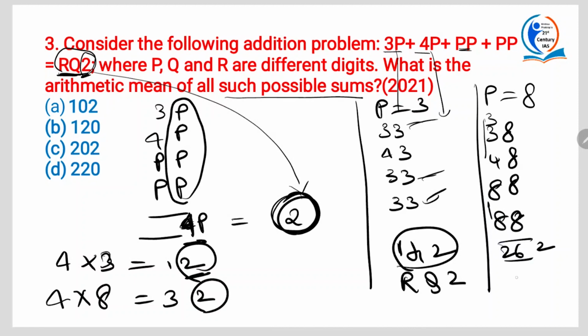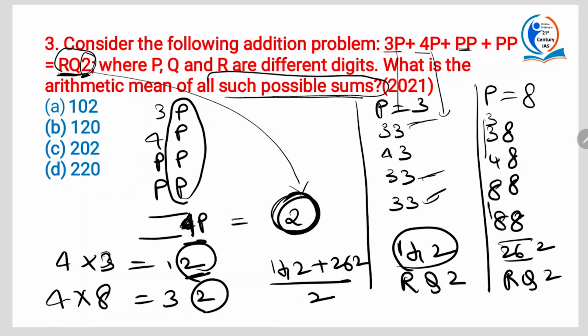So 262. So this is R, this is Q, this is 2. Now what are they asking? What is the arithmetic mean of all such possible sums? What is arithmetic mean? It is the average. Okay, so now (142 plus 262) by 2 is the required answer.